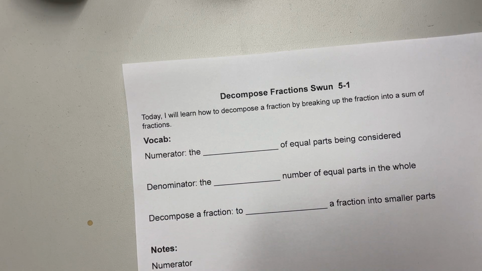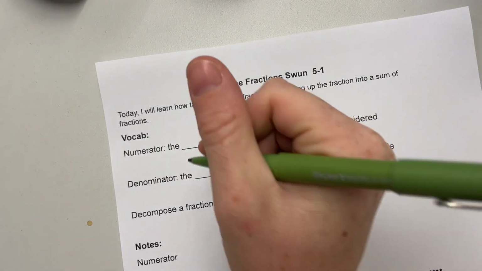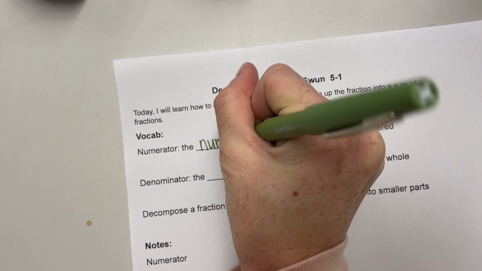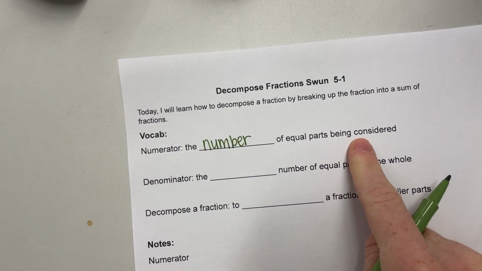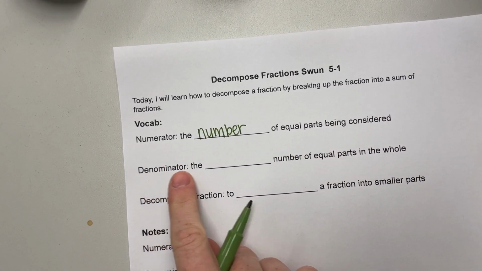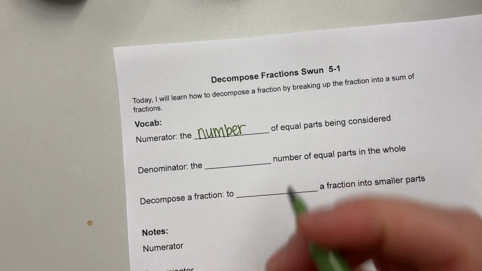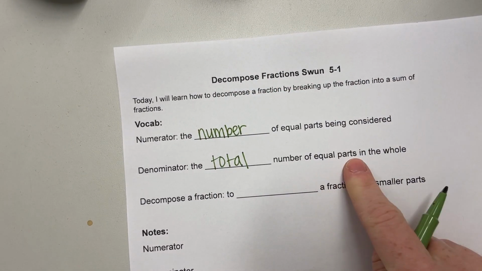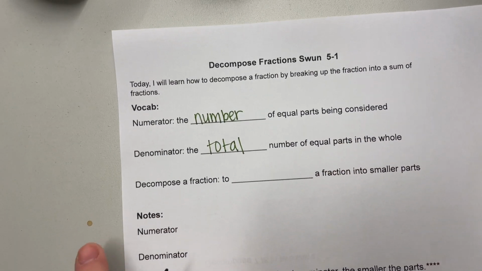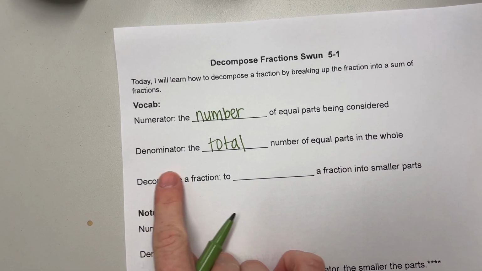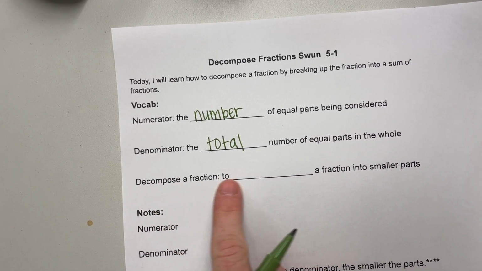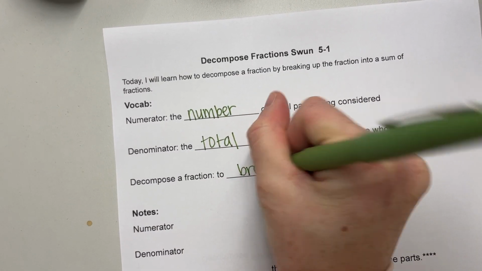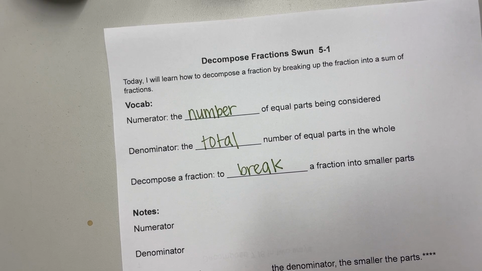The first one is numerator. That is the number of equal parts being considered. Then we have our denominator, the total number of equal parts in a whole. And then we have a new vocab word. This is decompose a fraction. That means to break a fraction into smaller parts.